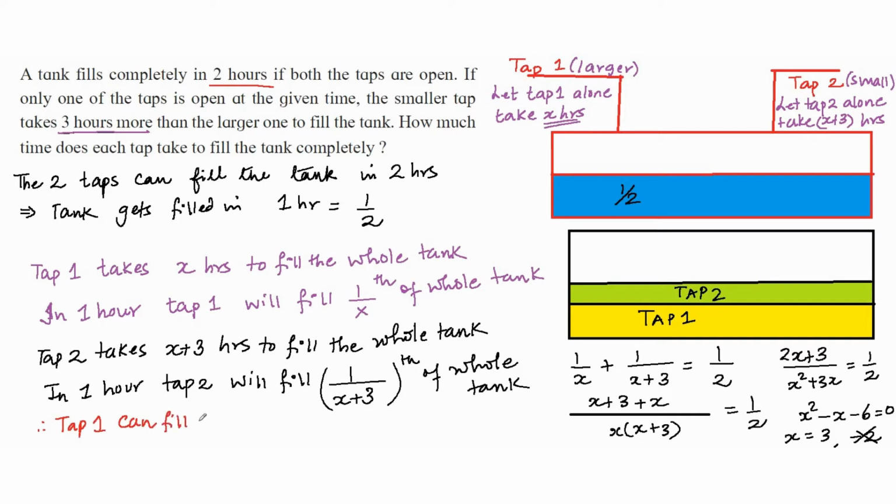therefore tap 1 can fill the entire tank in x hours, right? So x is 3, so in 3 hours. And tap 2 can fill the tank in x plus 3, that is in 6 hours. So tap 1 can fill the entire tank in 3 hours, and tap 2 can fill the entire tank in 6 hours. So let me again pause for a minute before I move on.